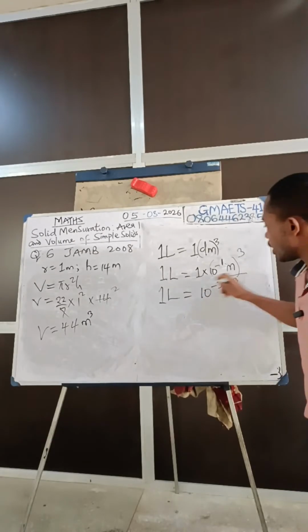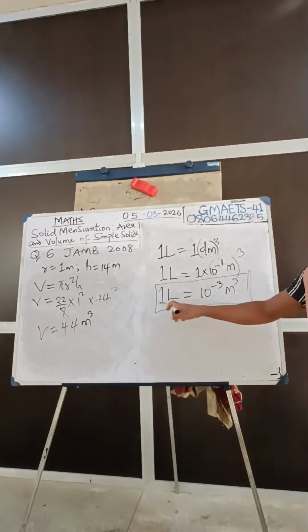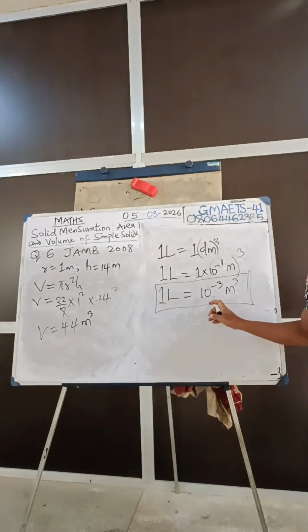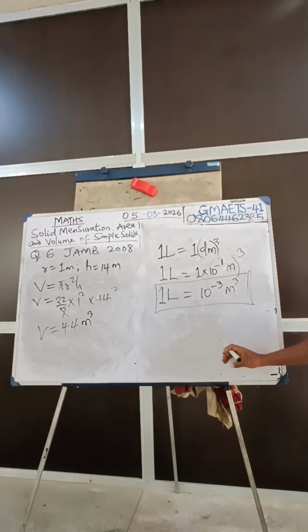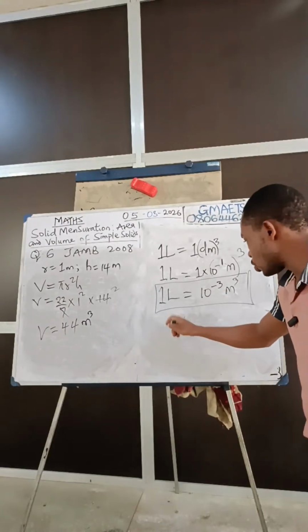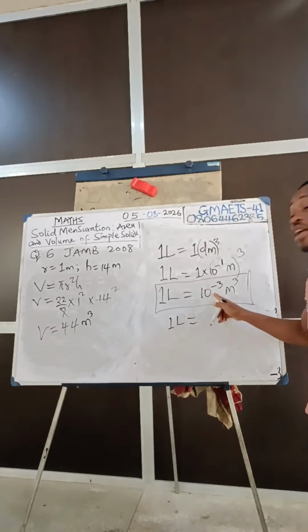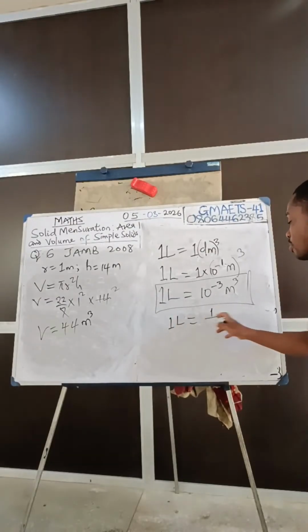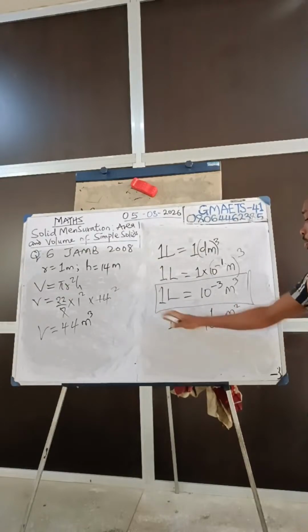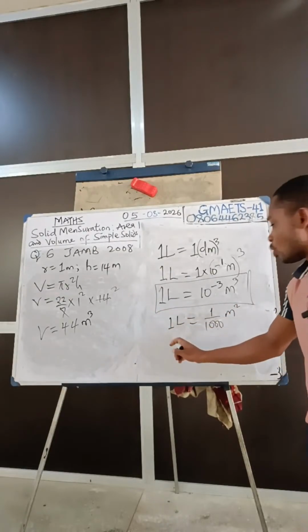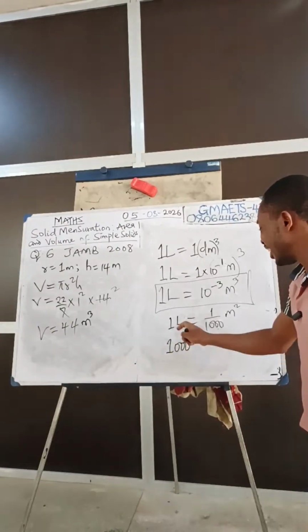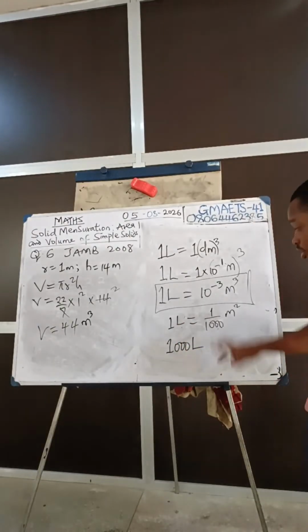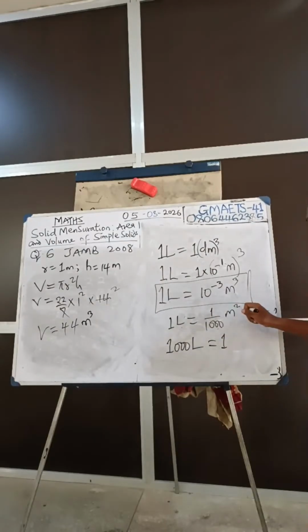So this is the conversion factor. Every 1 liter will give you 10 raised to the power minus what? 3 meter cube. You can still rewrite this: 1 liter is equal to 10 raised to the power minus 3, which is the same as 1 over 1000 meter cube. If you cross multiply, 1000 times 1 will give you what? 1000 liter equal to 1 meter cube.